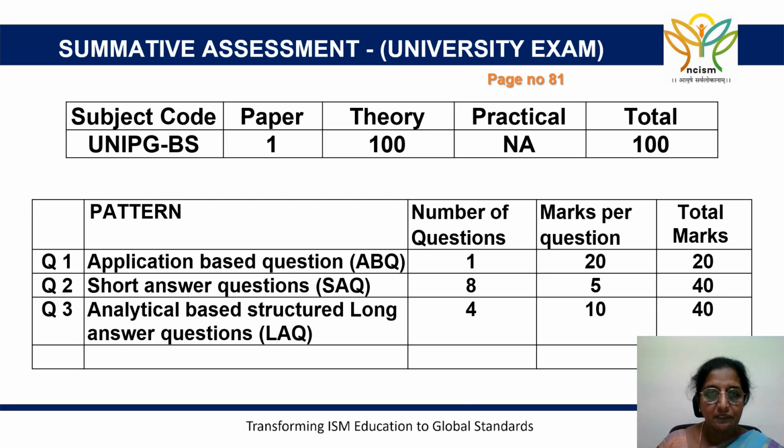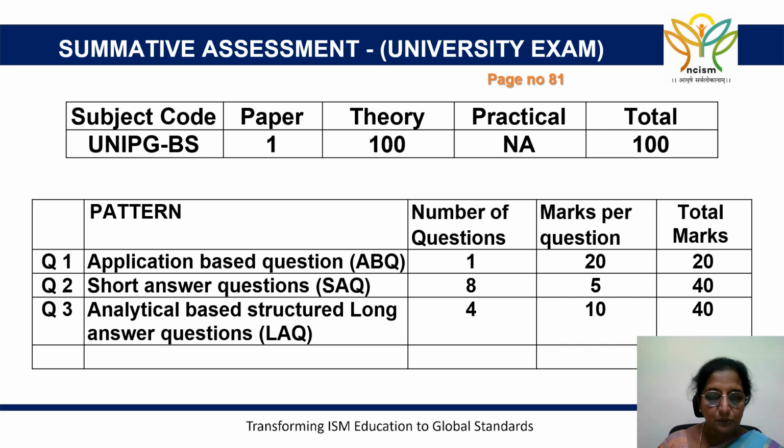Coming to the summative assessment, the university exam, the subject code is Unipg-Bs. It consists of one paper, 100 marks for theory, and there is no practical, hence the total is 100. There are 3 types of questions: ABQ, SAQ, and LAQ. For the application-based question, 1 question is to be asked, and the marks assigned for this question are 20 marks. Hence, the total is 20 marks.